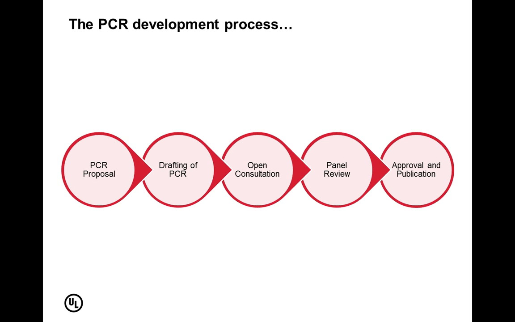The next step is to put that PCR through something called a panel review. Per ISO, there needs to be 3 people that sit on that panel, a minimum of 3. And that panel must be separate than those that were involved in the open consultation. Last but not least, that PCR is approved and published. And again, this is all, at least from open consultation on, managed by a program operator.